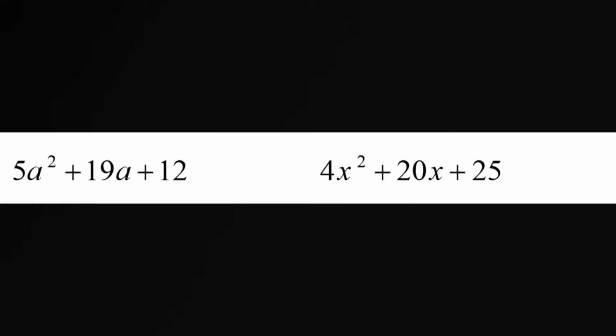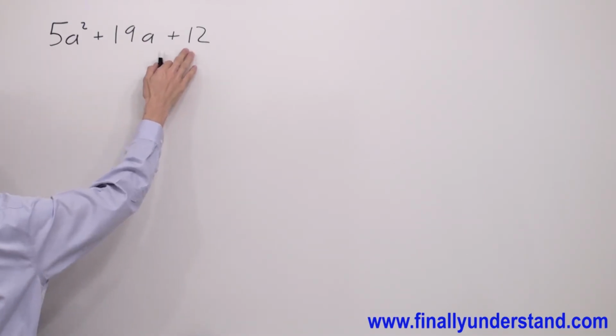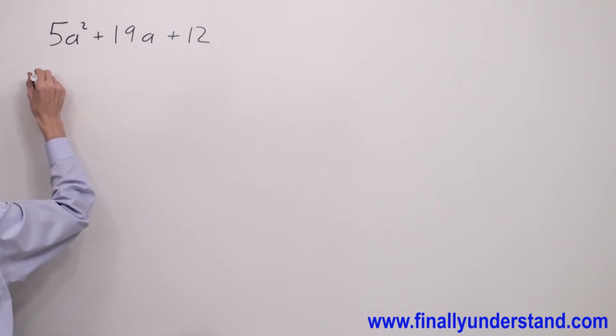Let's take a look at the first example. First, we have to multiply the leading integer by the third term. 5 times 12 is equal to 60.